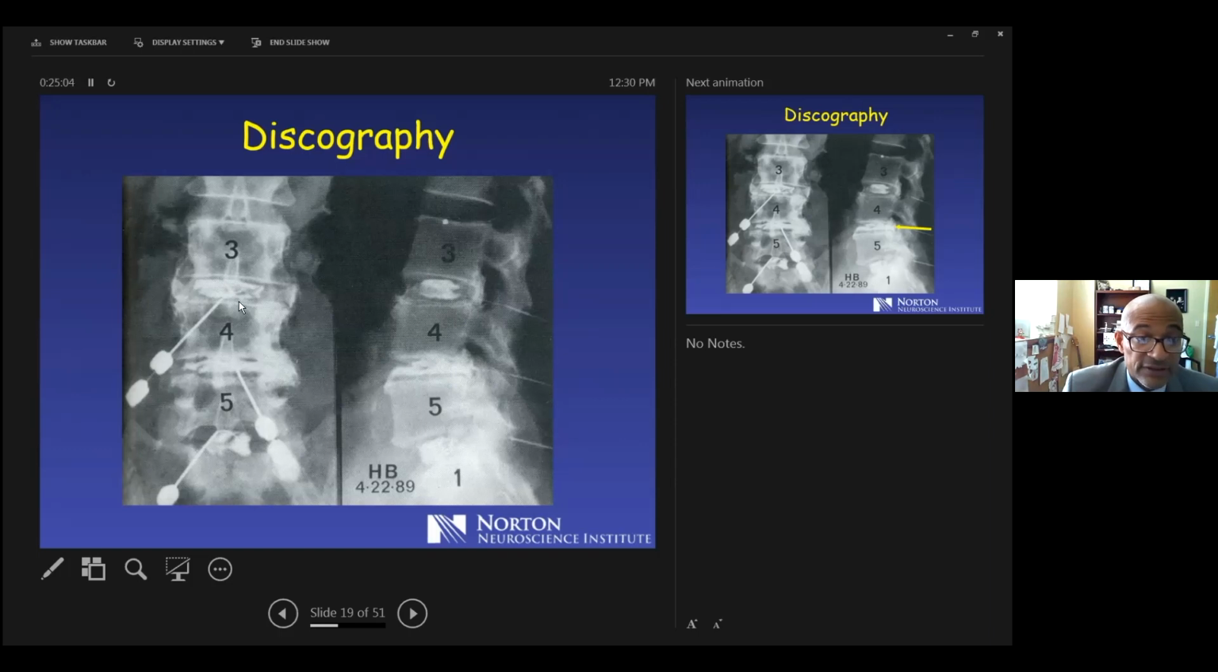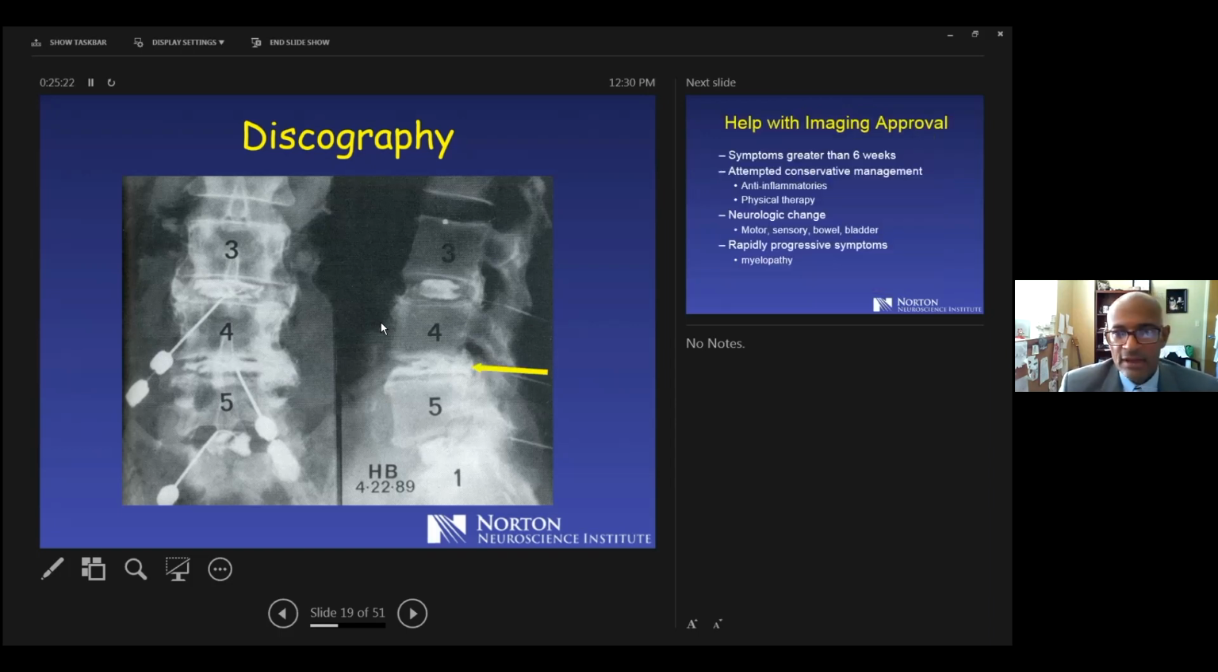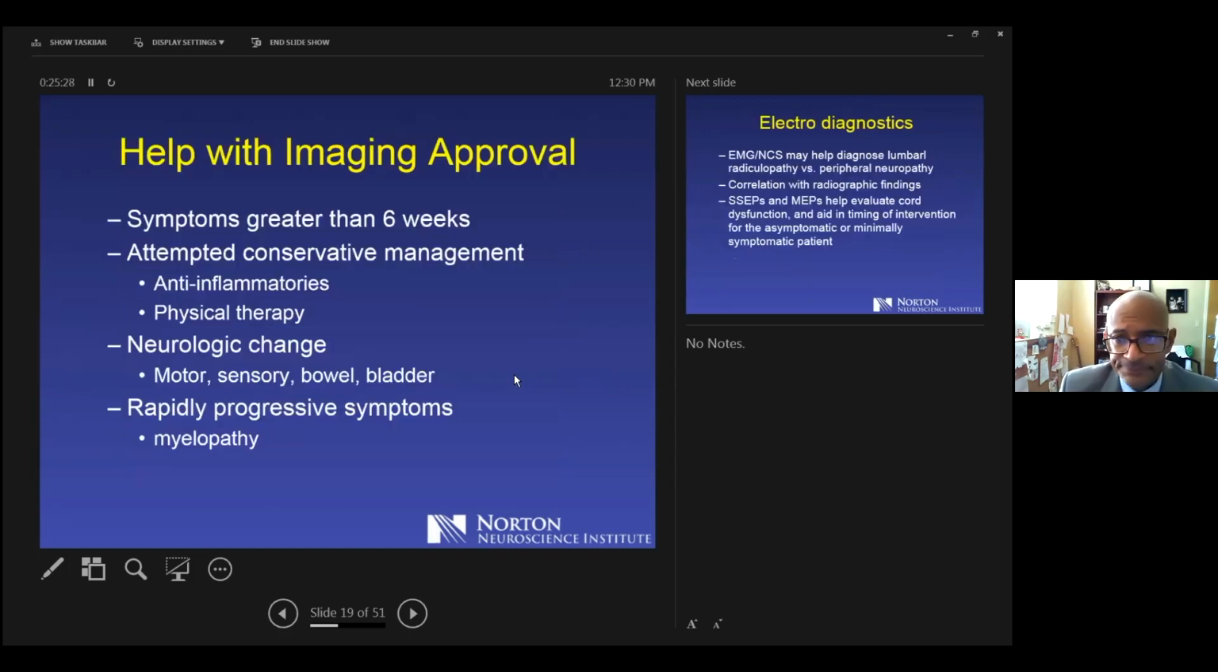And again, if we look at this front view, which is the one on the left, we can see the L3 contrast stays in the disc space. The L4 moves across and kind of out the side. The L5 stays in the disc space. So this would correlate to a problem in the L4-5 disc space. And that's just what we're looking at with these symptoms. So that's just what we're pointing at here at the L4 disc space.